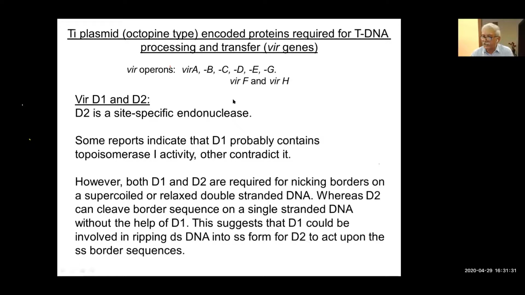Okay, so reducing the size of the Vir region to accommodate only the genes which are essentially required in the infection process, in the tDNA development process, and then movement of the tDNA from bacterial cell to the plant cell nucleus. That's all. So now you know what VirD2 is doing. What is it doing?